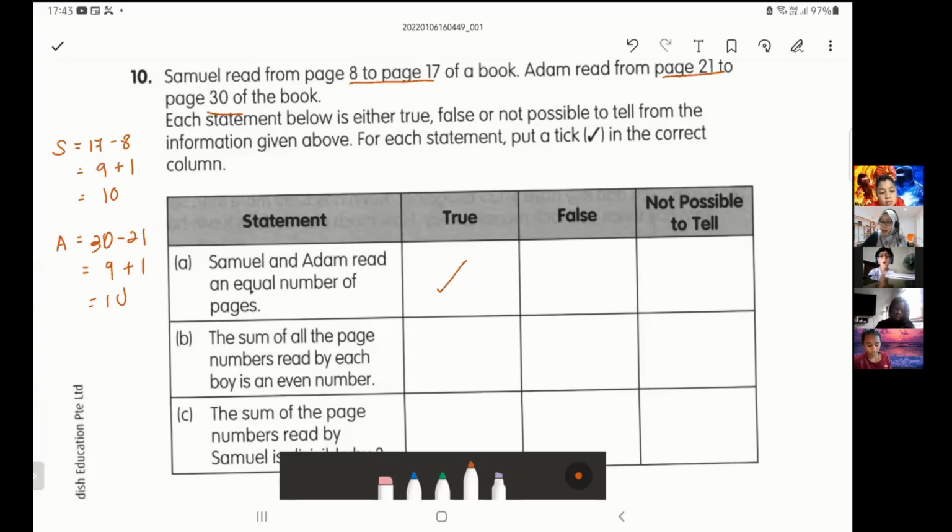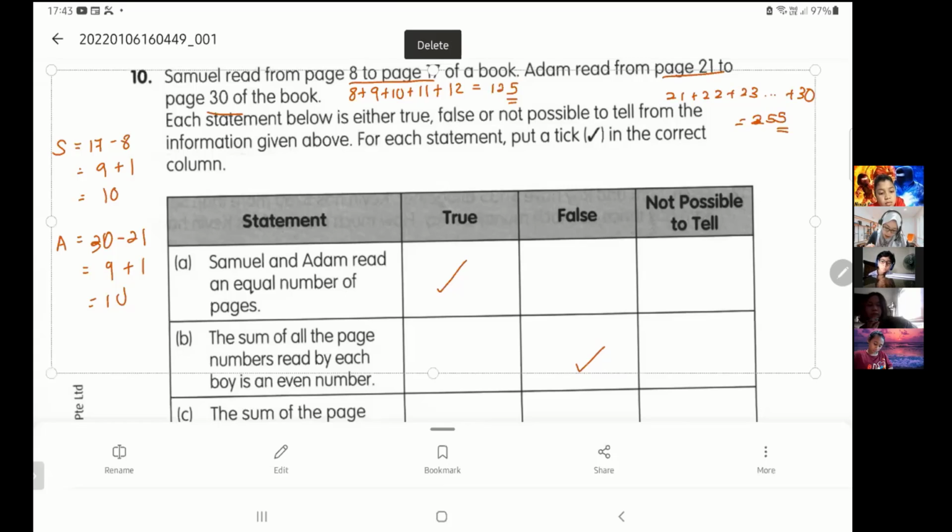So if you add up the pages, this one is 8 plus 9 plus 10 plus 11 plus 12, all the way until 17. You are going to get 125. This one, 21 plus 22 plus 23 all the way until 30, you get 255. And then you can see that they are odd numbers by the last digit there. So this is false.